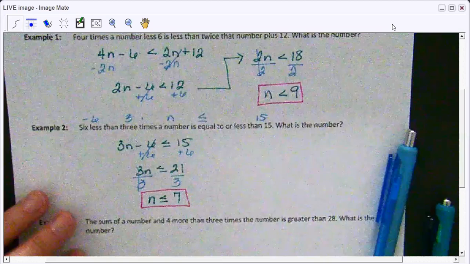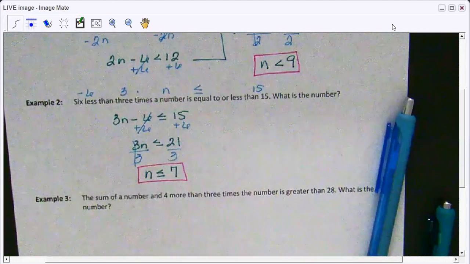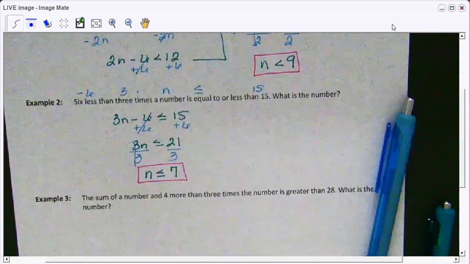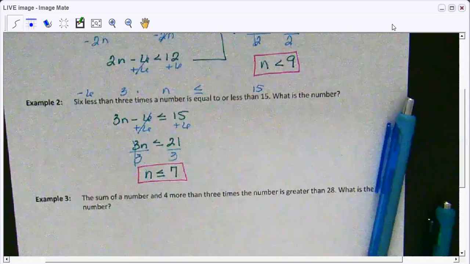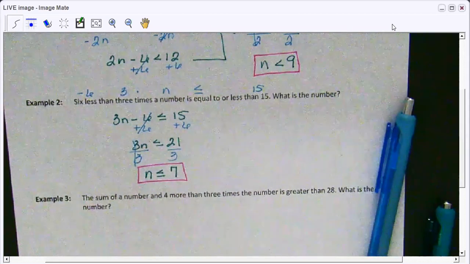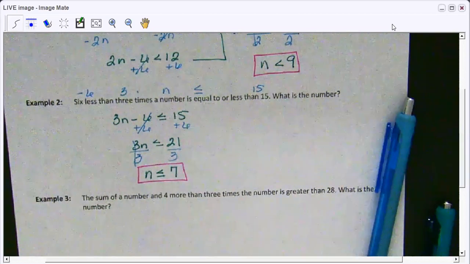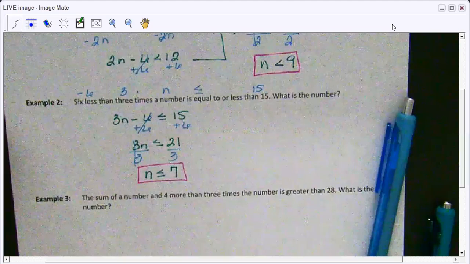Okay, check example 2. Did you do 6 minus 3n? Because it's 6 less than 3 times a number, the 3 times a number will go first, or you could have negative 6 plus 3n. Oh, that's, yeah, the 6 minus 3n. Okay. All right, let's look at number 3.